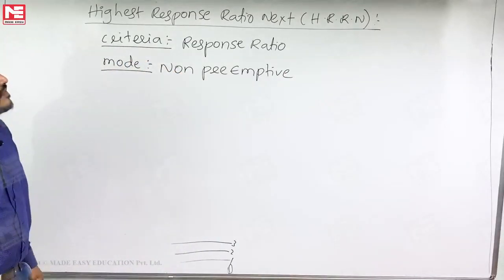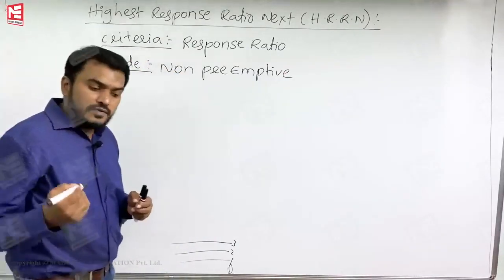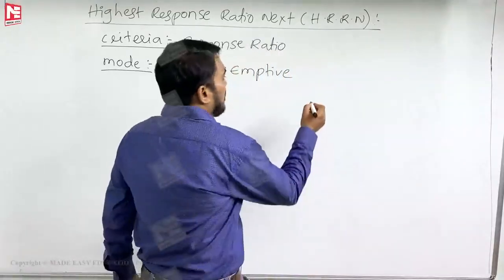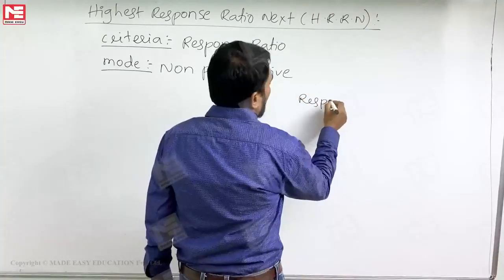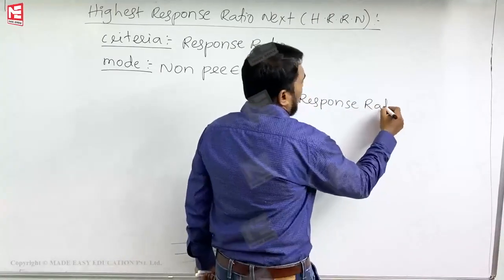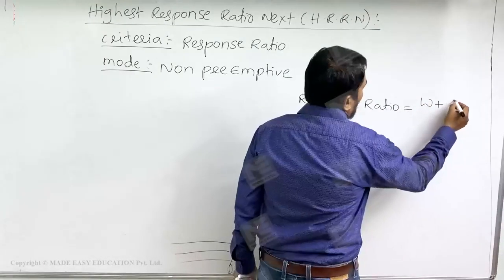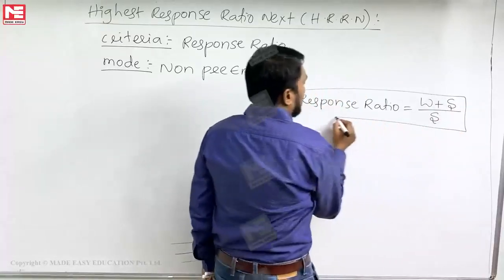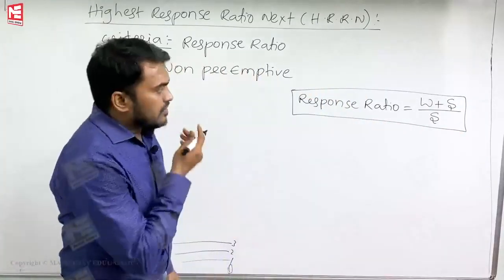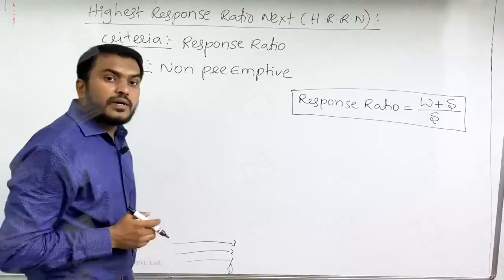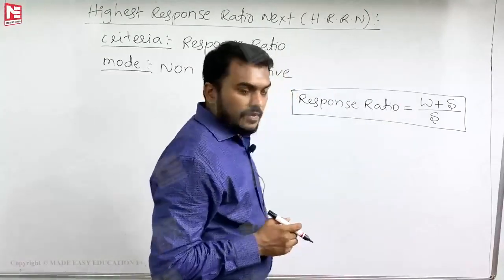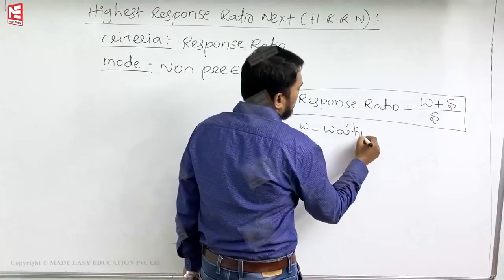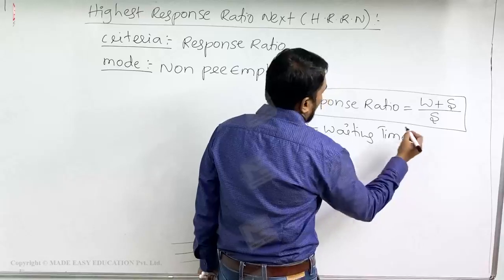So the criteria in the algorithm is what? Response ratio. What is the meaning of response ratio and how are you going to calculate it? Listen here. Response ratio will be calculated by using the formula (W + S) / S. Please copy the notes. What is the meaning of W in this? W means waiting time.